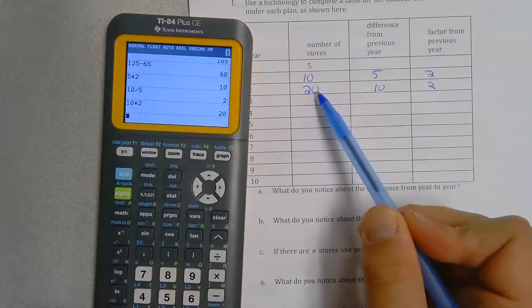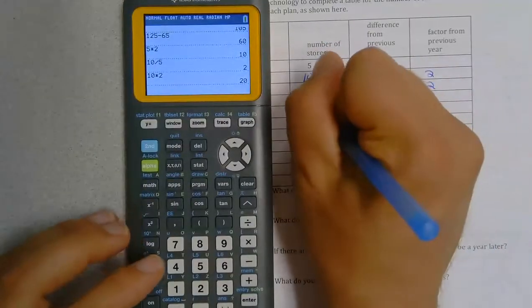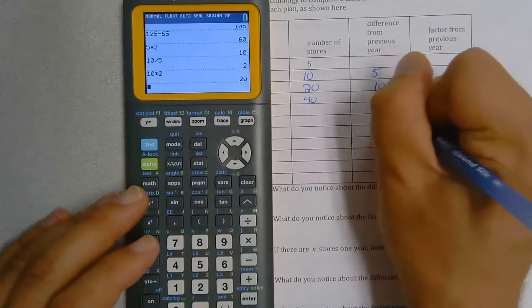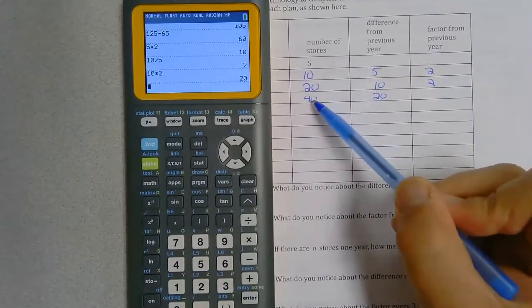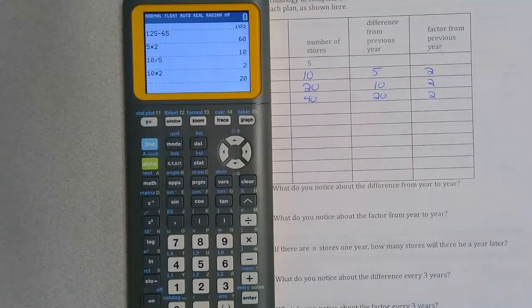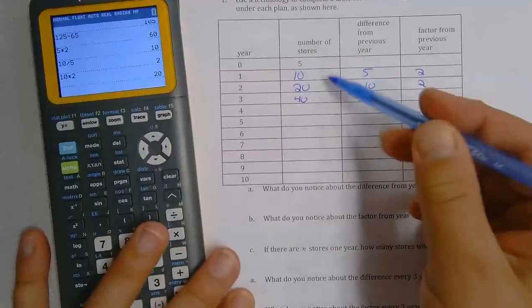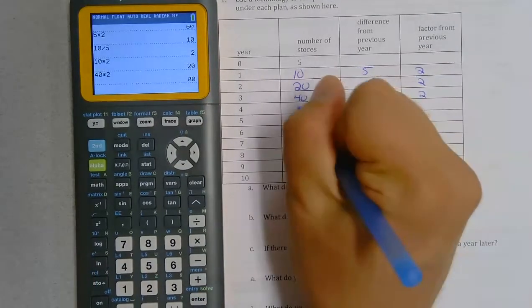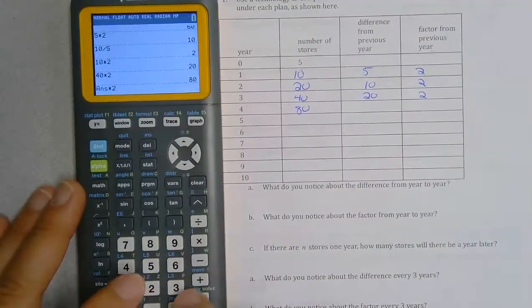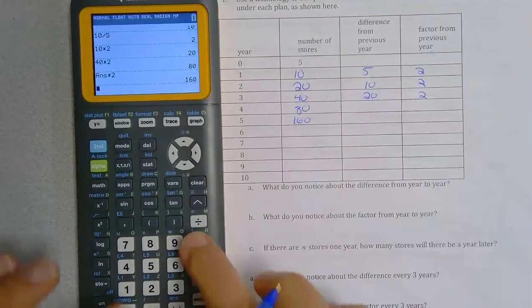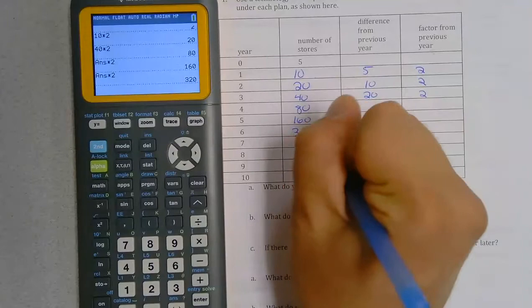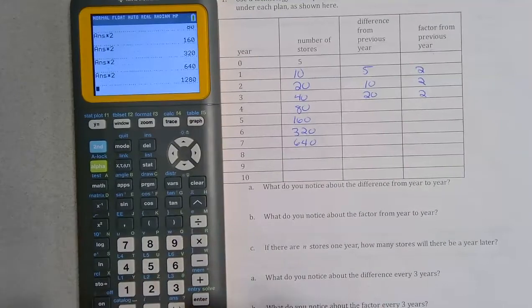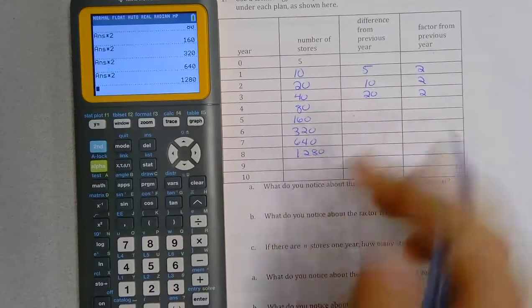And then here we double again, 20 times 2, which is 40. And the difference, if I do 40 minus 20, is 20. But my factor, 40 divided by 20, is 2. So what I'm going to do now is just fill down a column quickly. So I can go 40 times 2, get 80. Then I can just hit times 2 and get 160. Times 2 to get 320. Times 2 to get 640 stores. Times 2, we have 1,280 stores.